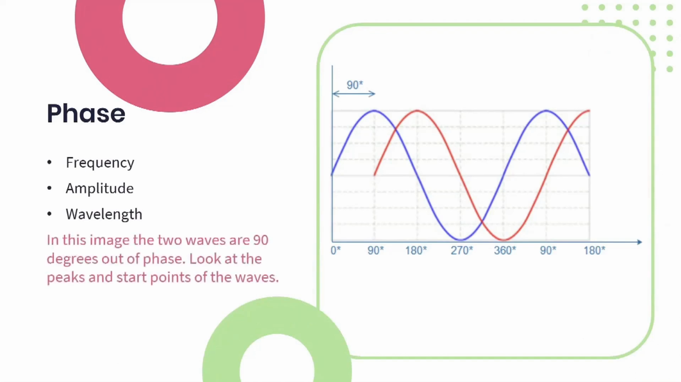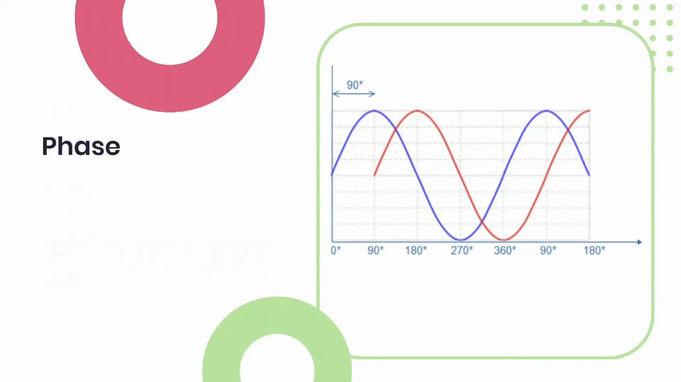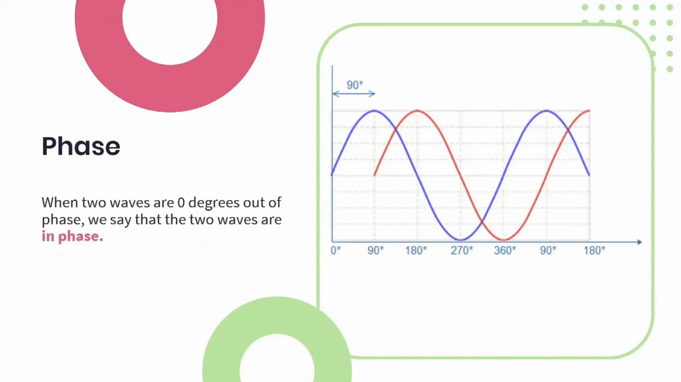In this image, the 2 waves are 90 degrees out of phase. Look at the peaks and start points of the waves, and you will notice that there is a 90-degree difference between the 2 peaks. When the 2 sound waves have the same amplitude, frequency, and wavelength, we say that the 2 waves are in phase with each other.